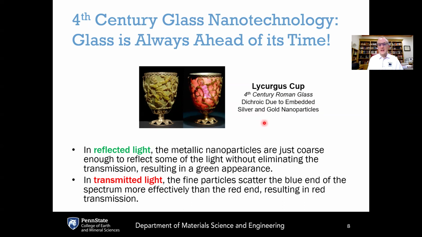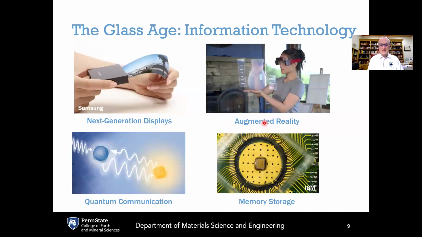This is essentially nanotechnology that was developed back in the 4th century AD. And honestly, even today, people don't truly understand the reason for this particular dichroic behavior. They know it somehow relates to the presence of nanoparticles, but it has not been reproduced in exactly the same way as it has been here in the Lycurgus cup to this day. So it's pretty amazing how glass technology has been well ahead of its time in some cases.